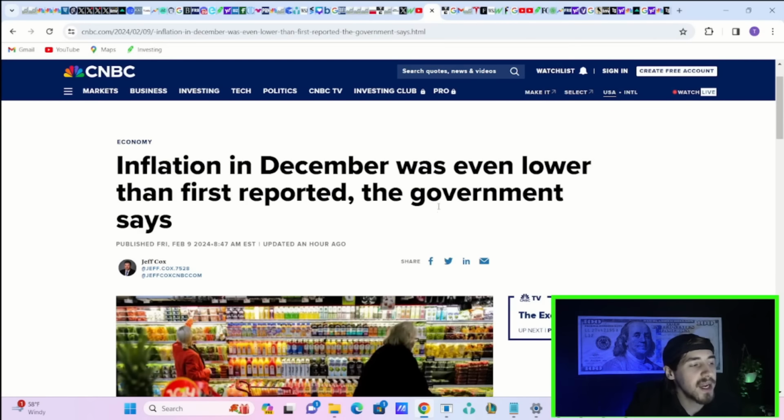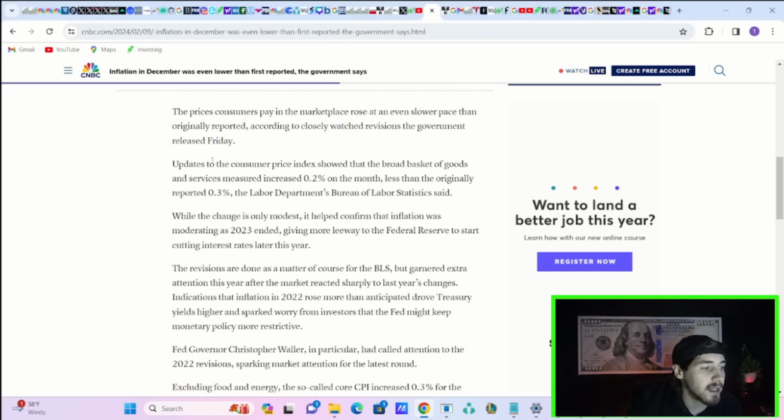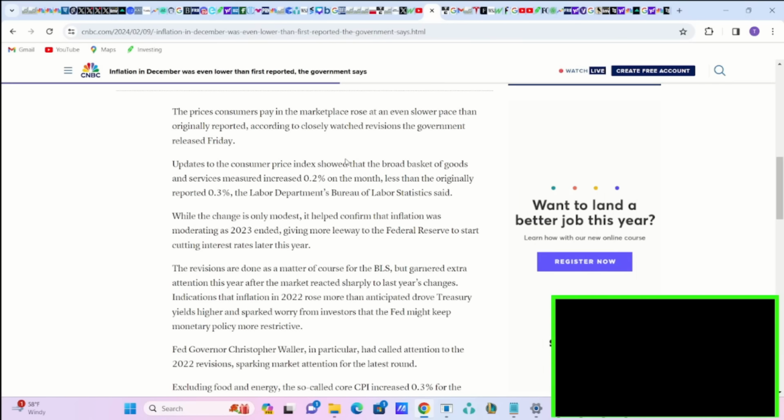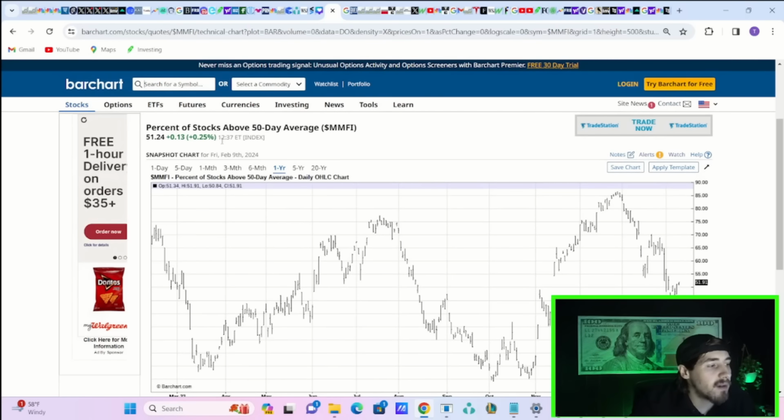Okay, so the big news today that is causing the S&P to hit new highs, that is causing more of a broad-based rally today, is this. Inflation in December was even lower than first reported, according to the government. Updates to the Consumer Price Index showed that the broad basket of goods and services measured increased only 0.2% on the month, less than originally reported at 0.3%, the Labor Department's Bureau of Labor Statistics said. So inflation was actually lower in the month of December than we previously thought. That is good news for the Fed, and that is good news for our markets. Percent of stocks above their 50-day moving average is up to 51.24%.